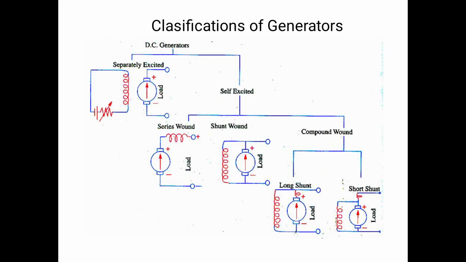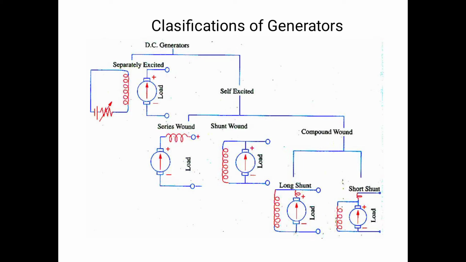So in case of self-excited generators, the field winding is excited by the generator itself. It means the current produced by the generator itself supplies the field winding. So here armature windings and field windings are connected. Based on these armature winding and field winding connections, the self-excited generators are divided into three types: series, shunt, and compound. So first one, series wound DC generator.